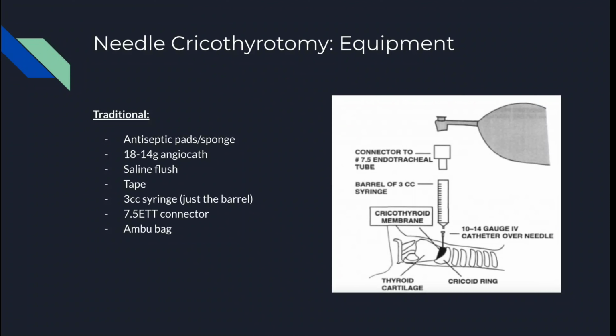You're going to need a saline flush. Now, we use the saline flush mostly because once we place that catheter, we can hook the saline flush onto it. And if we're in the trachea and we pull back, we should see bubbles in the flush.